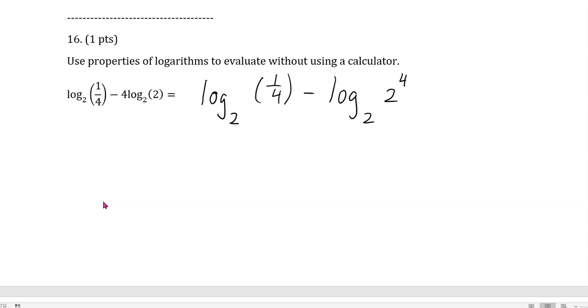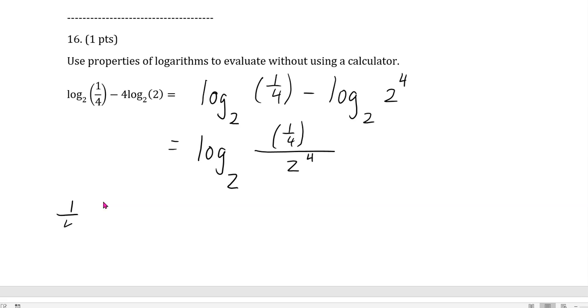The next thing I can do, since I have the difference of two logs, is write them in fraction form. When I write them in fraction form, this means that the one that was positive becomes the numerator of the new answer part, and the one that was negative becomes the denominator of the new answer part. I know it's a complex fraction. Let's go to the side and see if we can simplify it.